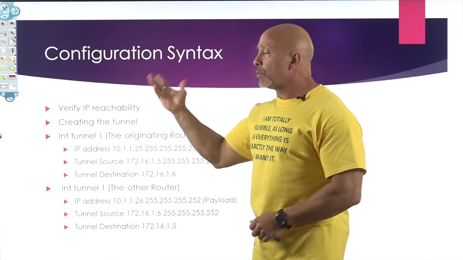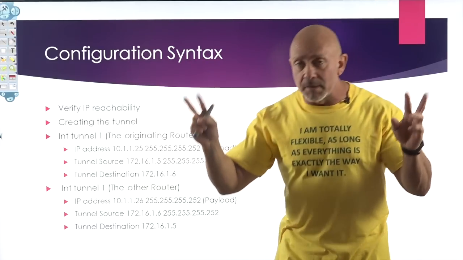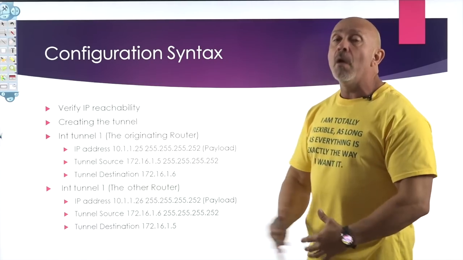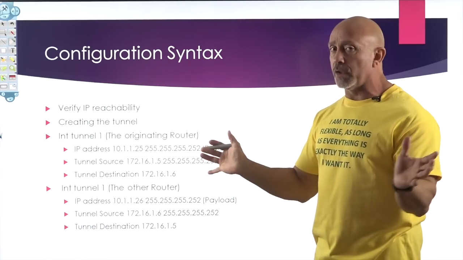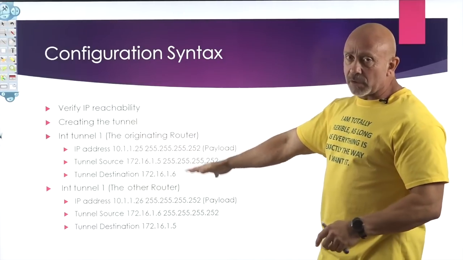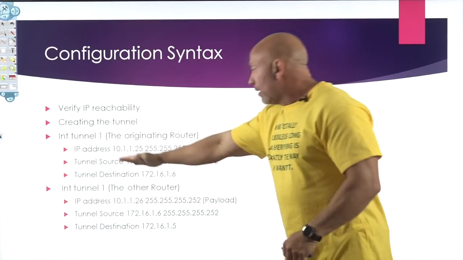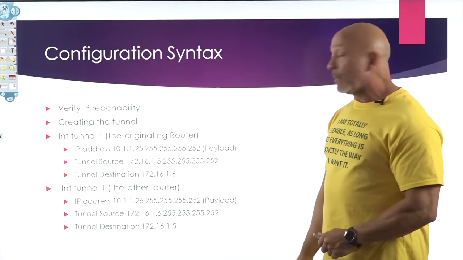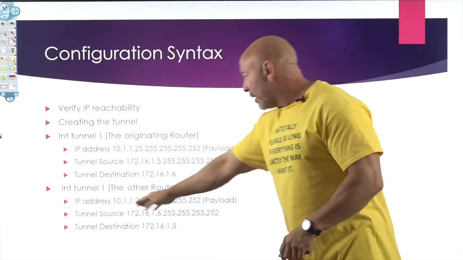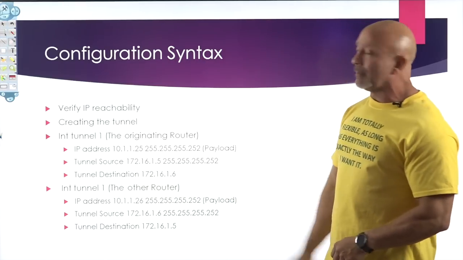All right, the first thing, obviously, before you start, you want to verify your reachability. You want to make sure that your underlying protocol is able to reach all the nodes across the network. That's the first thing you want to make sure you do. Then you start creating your tunnel. Again, the interface. Here we have it actually with an IP address, the IP address, which is actually the payload, the tunnel source, and the tunnel destination. And then you do the other one, the interface, the tunnel. There's the other router, the IP address and the interface, then the source and destination.